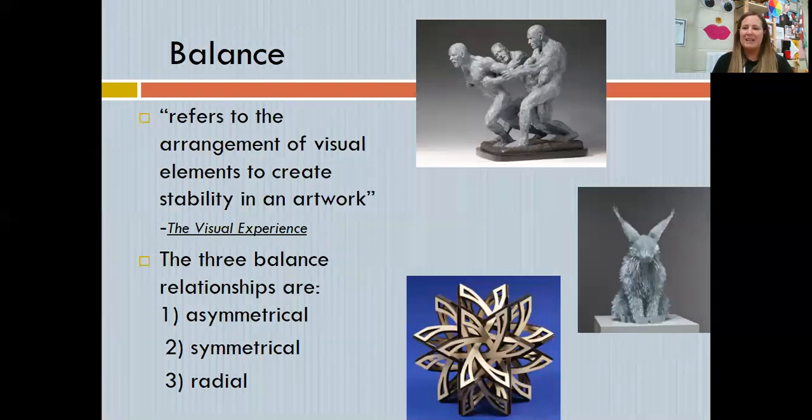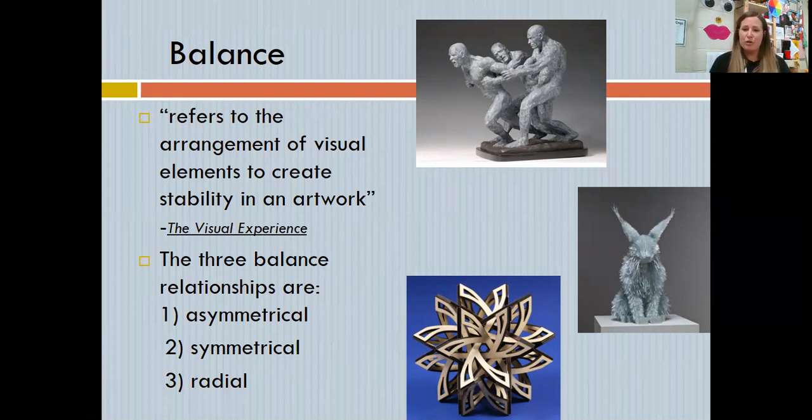Then we have balance. Balance refers to the stability in the artwork. So how have those elements been arranged to create a sense of stability? We've got three different kinds of balance that we're going to talk about. There are more, but for our beginners, this is what we're going to focus on.